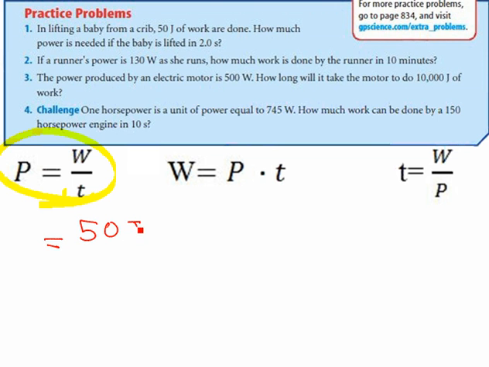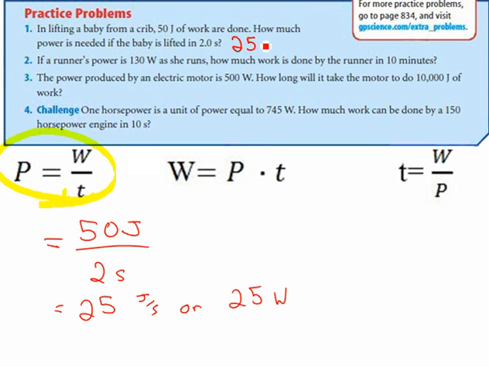50 joules worth of work is being done divided by 2 seconds. 50 divided by 2 is 25, and we get joules per second. And that is better known as 25 watts. So 25 watts worth of energy per second is being done, or 25 watts overall.